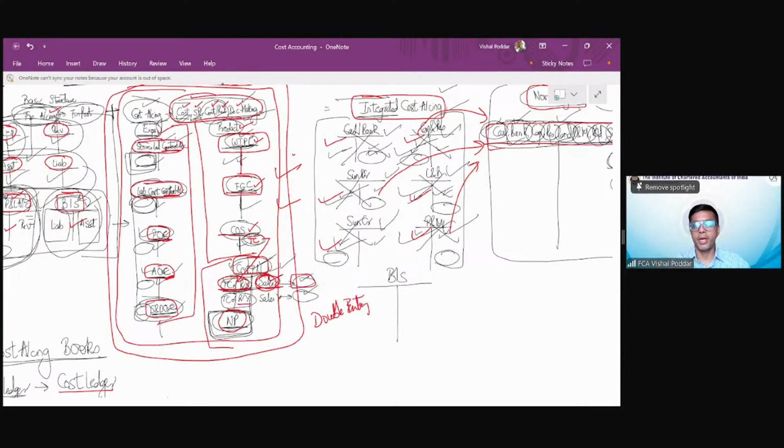See, we all require double entry. With these accounts, I will not be able to achieve my double entry.